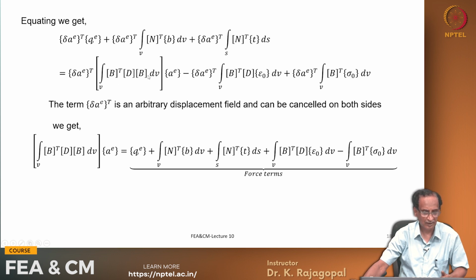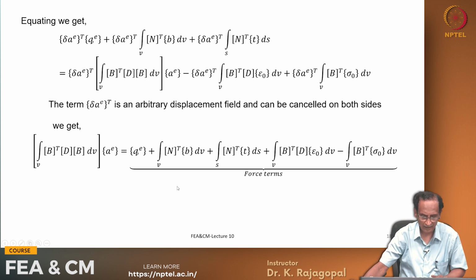B transpose dV, and once again our AE is the vector of nodal displacements, and this we can take out of the integral. We do not need to keep it in the integral. So, we have this large bracket, integral B transpose D B integrated over the volume, multiplied by AE, that is equal to QE plus integral N transpose B dV plus N transpose T dS plus B transpose D epsilon naught minus integral of B transpose sigma naught dV, right.